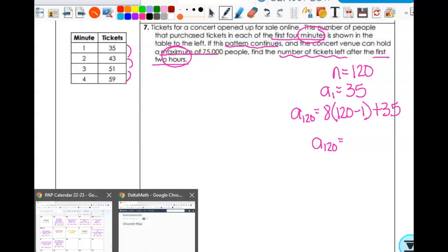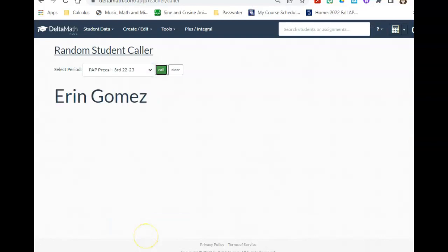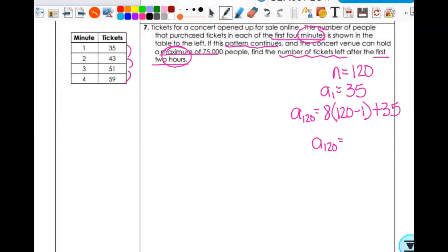All right, so that 120th term, Aaron, what'd you get? $987. Do we agree with that? Yes. Okay. So then let's find the number of tickets sold in the first 2 hours. So you go ahead and find that.